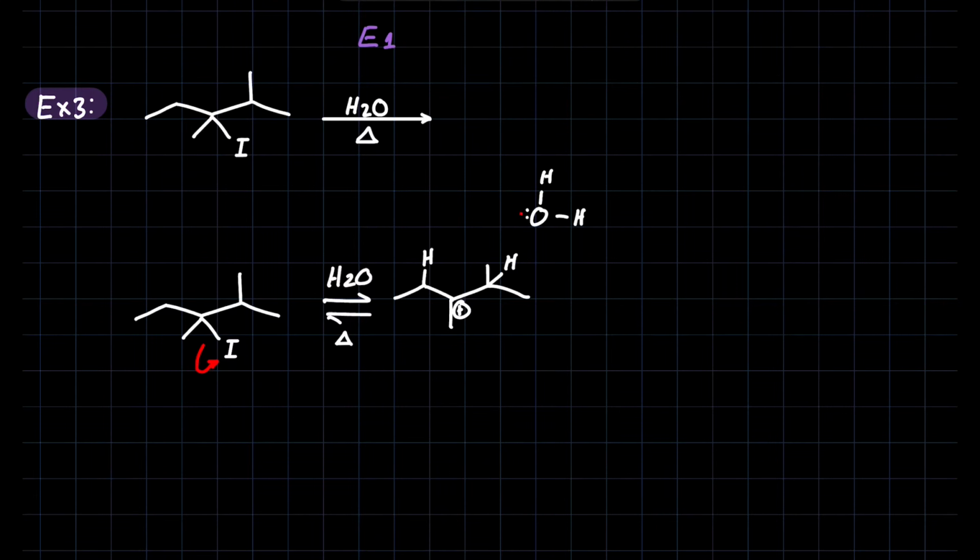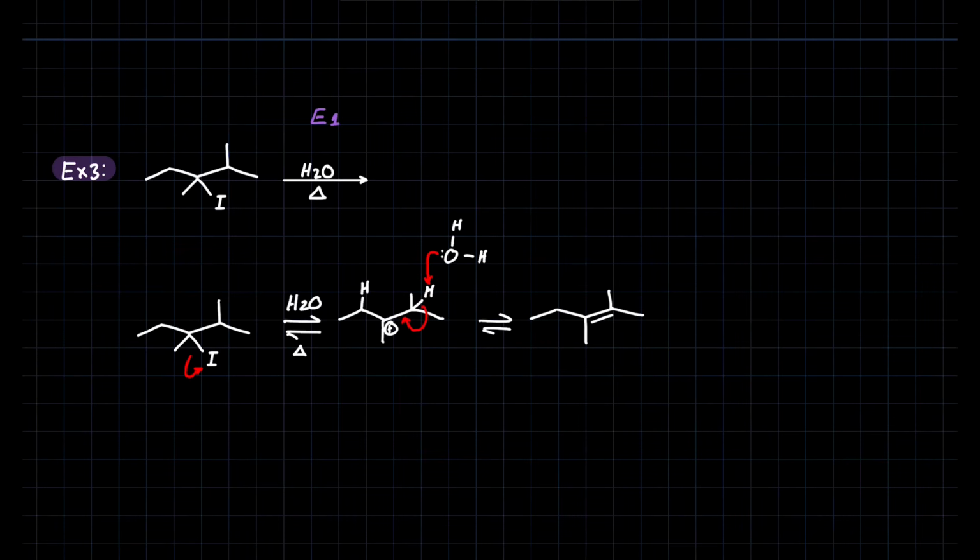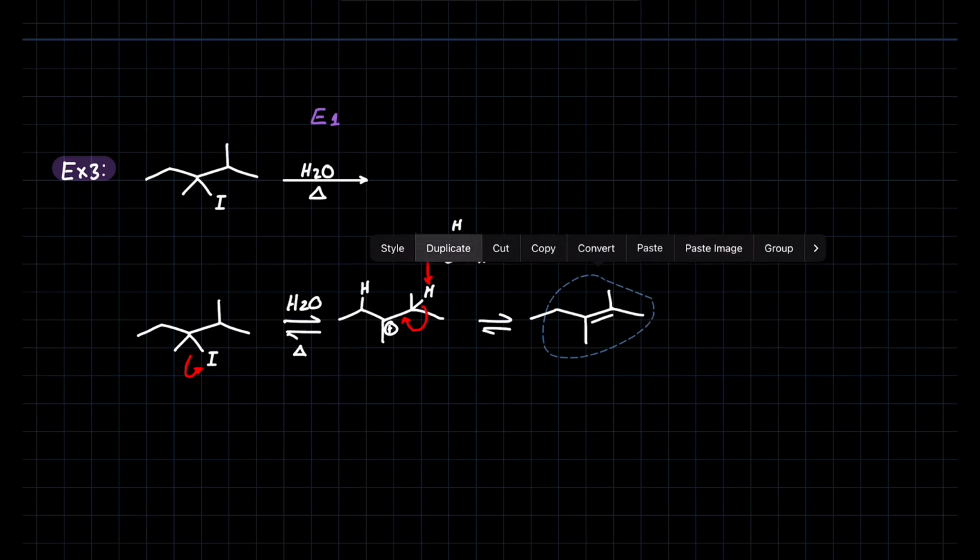So the lone pair on the water will steal that hydrogen, and then the electrons between that carbon-hydrogen bond will then drop on down to form our new carbon-carbon double bond. And right there is going to be our final product. As you can see, yet again, our double bond has 1, 2, 3, 4 substituents. I'll go ahead and zoom out so you guys can view the full mechanism.